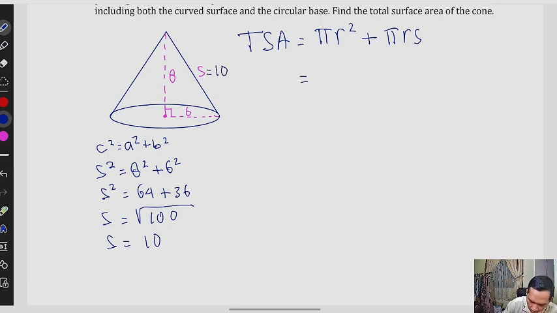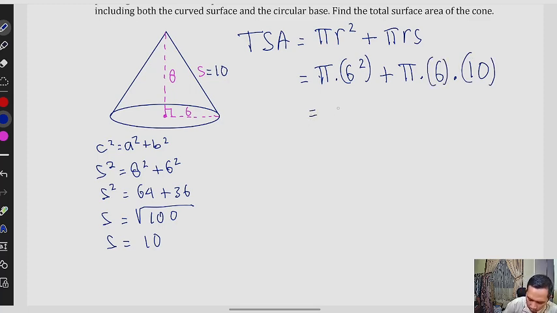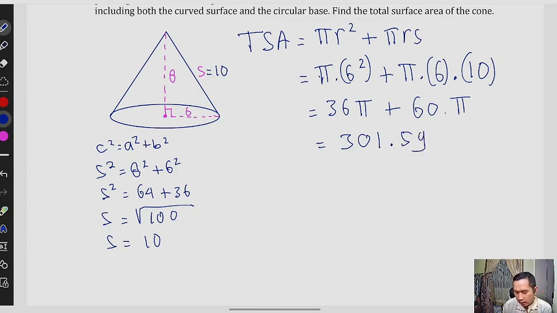Let's put that into our formula. We have pi times r squared. The r is 6, so 6 squared, plus pi times the r, which is 6, times the s, which is 10. 6 squared is 36, so we have 36 pi, plus 6 times 10 is 60, so 60 pi. Let's use the calculator. 36 pi plus 60 pi is 301.59. That is the answer.